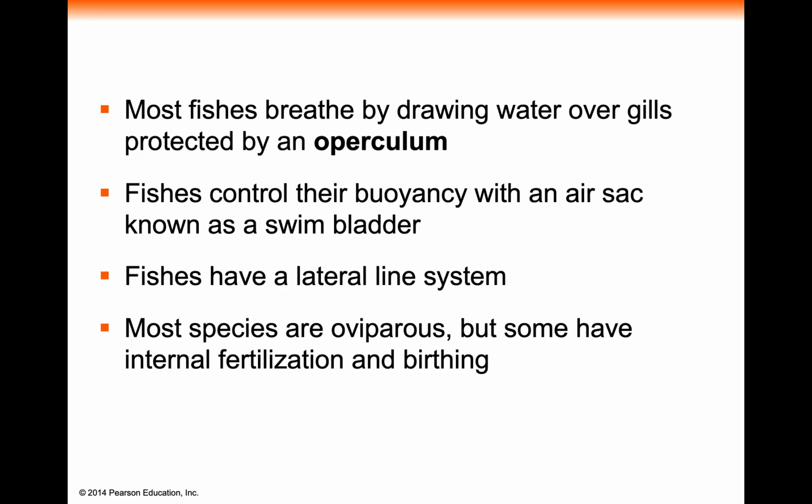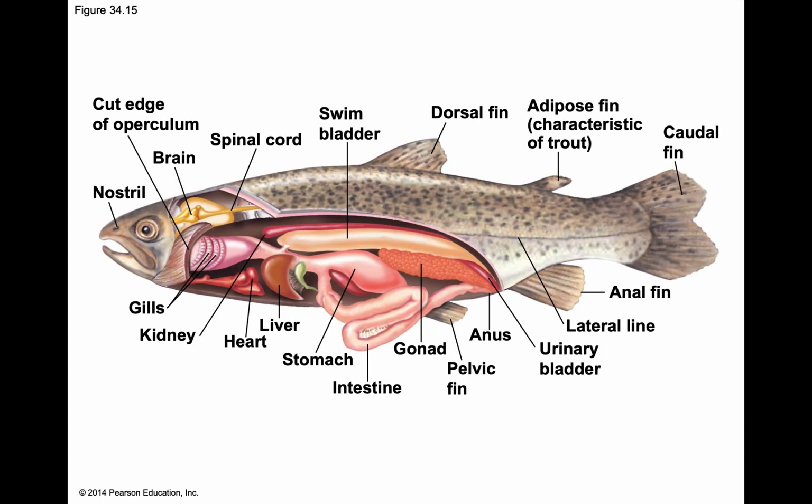So fishes have a lateral line system. We mentioned that before. They still retain that. Most species are oviparous, but some have internal fertilization and birthing, like, for example, the guppies in the fish tank in my room. All right, so here we see this swim bladder.